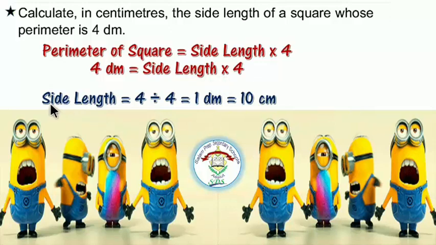So, side length equals 4 decimeters divided by 4. Okay? Take care. Side length, we will inverse this times 4. We will move it to the first side, so times 4 will be divided by 4. Side length equals 4 decimeters divided by 4 equals 1 decimeter. Take care. In centimeters. So 1 decimeter equals 10 centimeters.